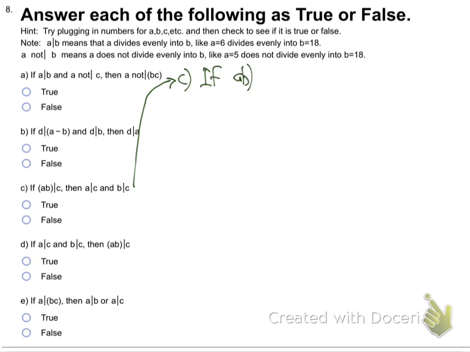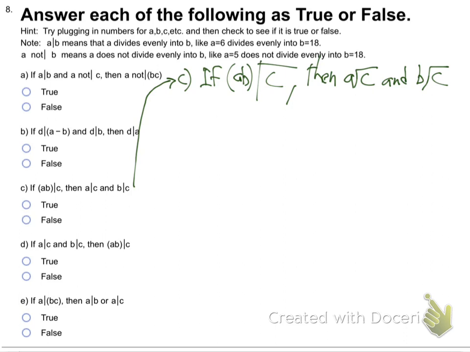If AB divides evenly into C, then A divides evenly into C, and B divides evenly into C. Is that a true statement?